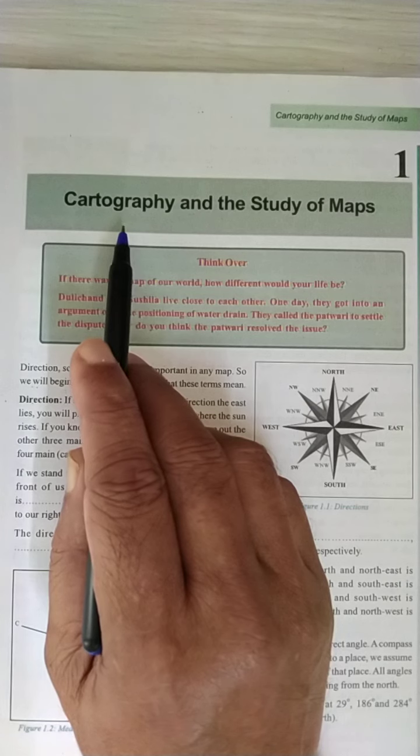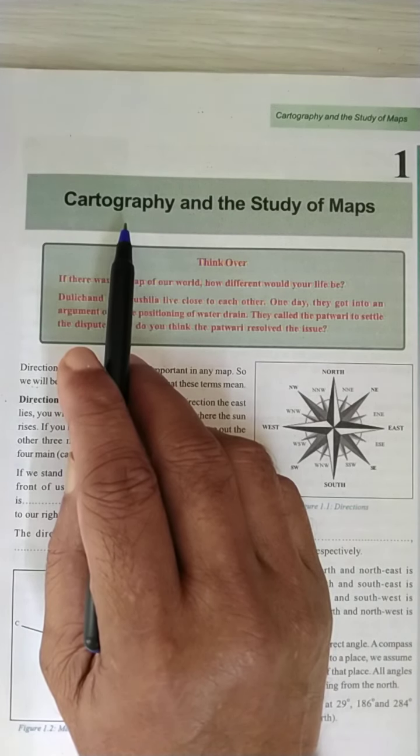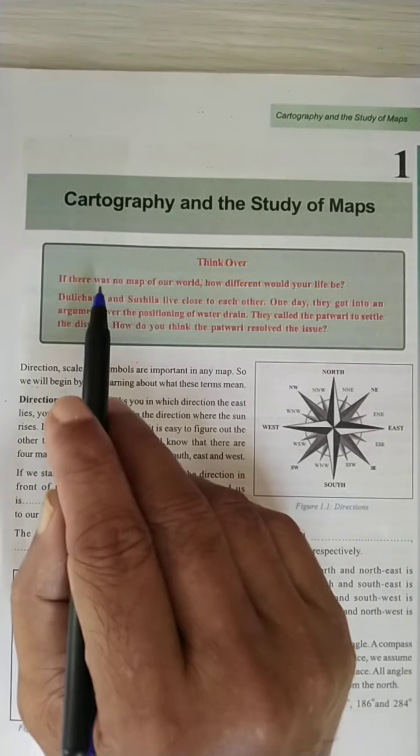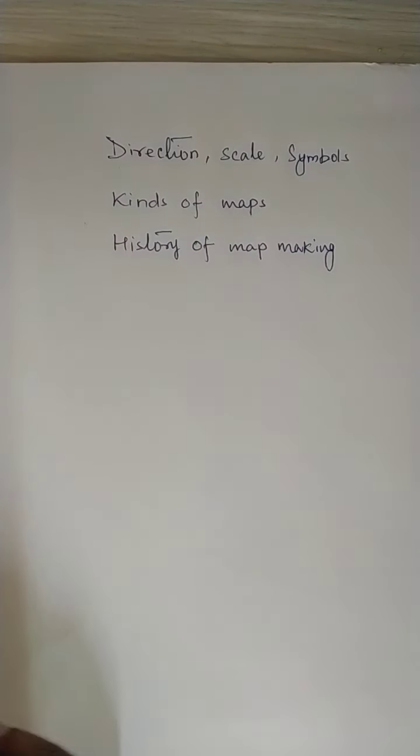Today we are going to study a lesson of geography, that is cartography and the study of maps. Cartography means the art or science of map making, and the person who makes maps is called a cartographer. Students, we will study about cartography in the last segment of this lesson.